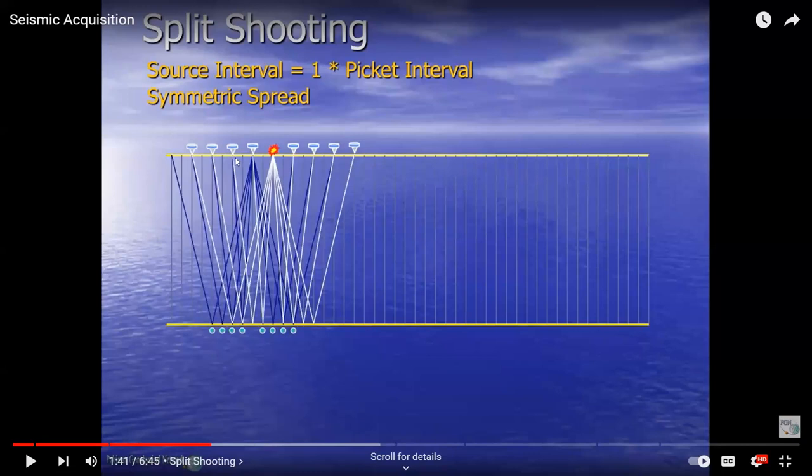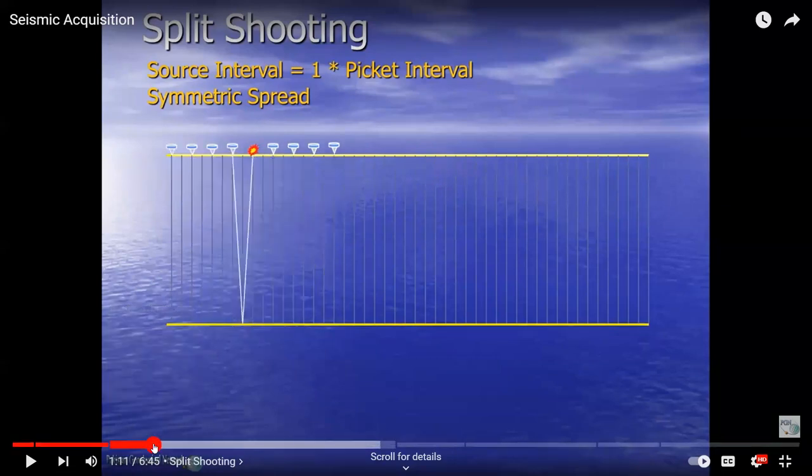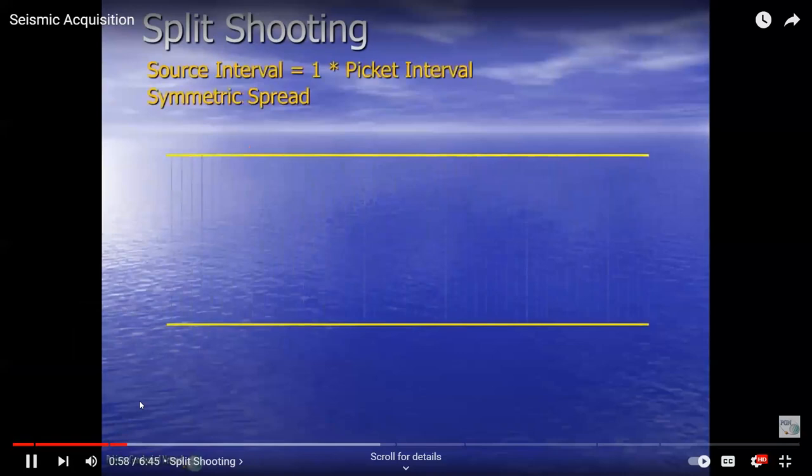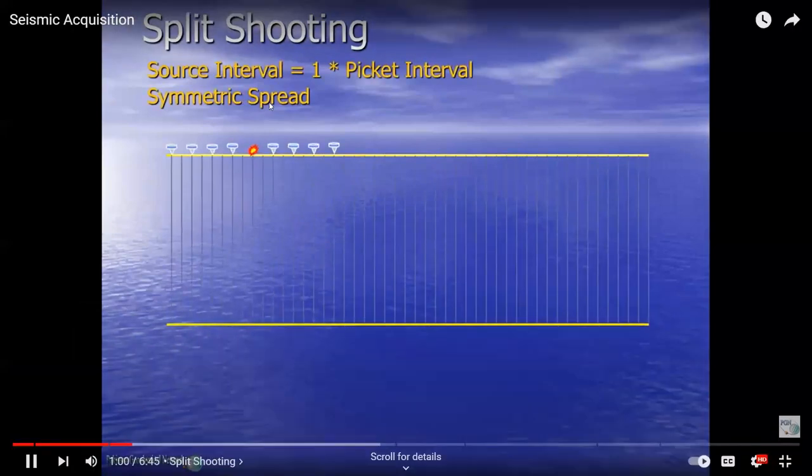So here, what's happening here? This is our shot, and receivers to the left and a set of receivers to the right. This spread is called a symmetric spread. Okay, let me repeat it again. This is the shot, and this is a set of hydrophones or receivers, and this is a set of receivers. He shoots and receives, okay?